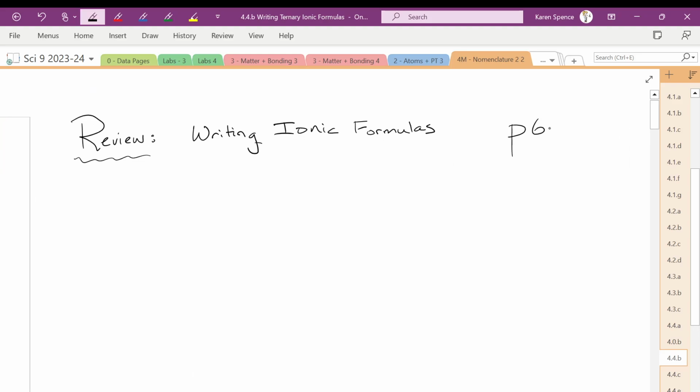page 67, but before we get to page 67, I'm going to do a mini review of writing ionic formulas.